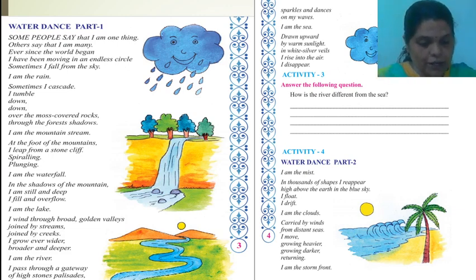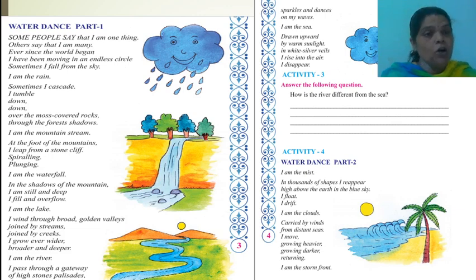Cool silver moonlight, sparkles and dances on my waves. I am having my waves. I sparkle and dance on my waves. I am the sea. Who is having waves? Sea is having waves. So on my sea, I used to dance. Okay, and I sparkle. Cool silver moonlight में मैं sparkles करती हूँ and I dance on my waves. I am the sea.